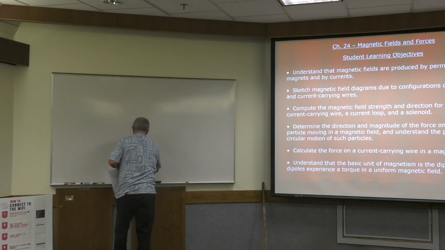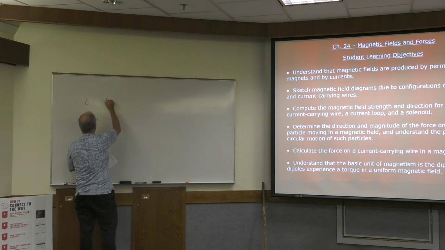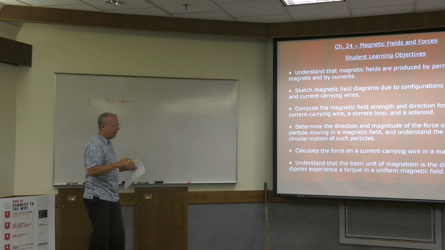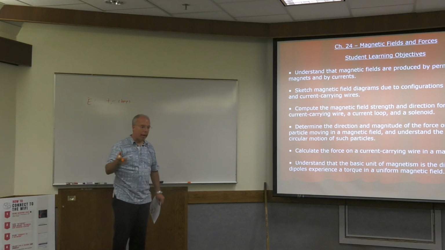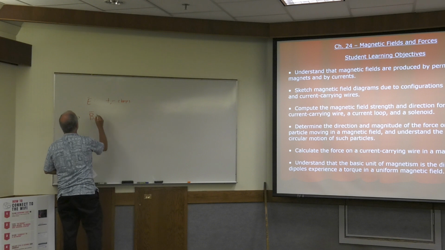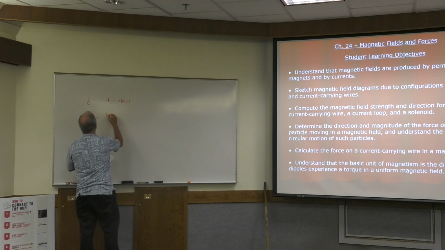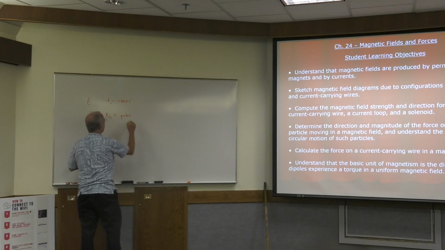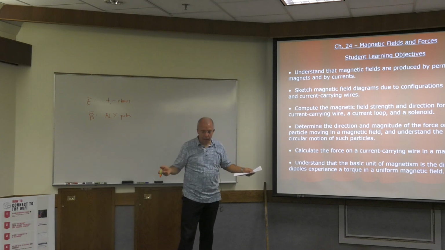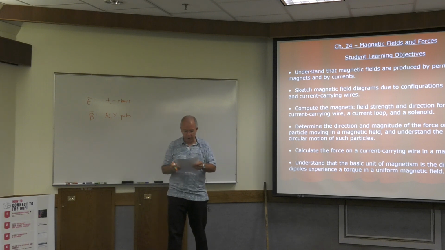So with electricity, we have plus and minus charges. And as you know, like charges repel, unlike charges attract. With magnetism, we don't have plus and minus charges, we have poles. So we have north and south poles. And as you know from experience, like poles repel, unlike poles attract. So it's very similar to the plus and minus charges.